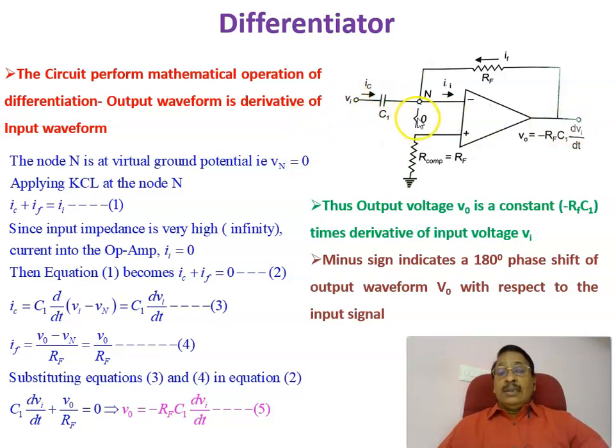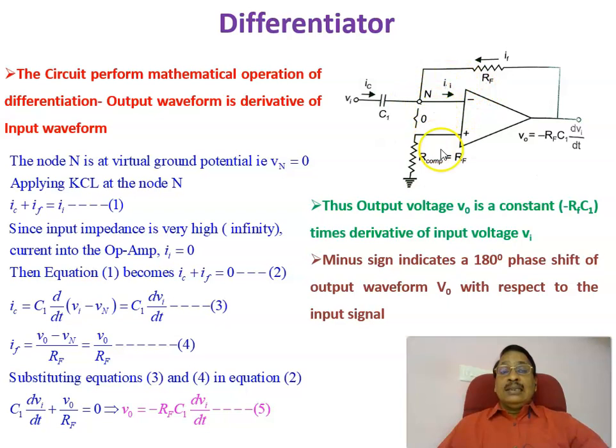Let us analyze how you can get the output voltage V0 as a derivative of the input Vi. Now this point N is the inverting terminal point. Because of the virtual ground property, the potential of N is the same as the potential of V plus. So the potential at this terminal, that is Vn, is equal to ground potential, 0 volt.